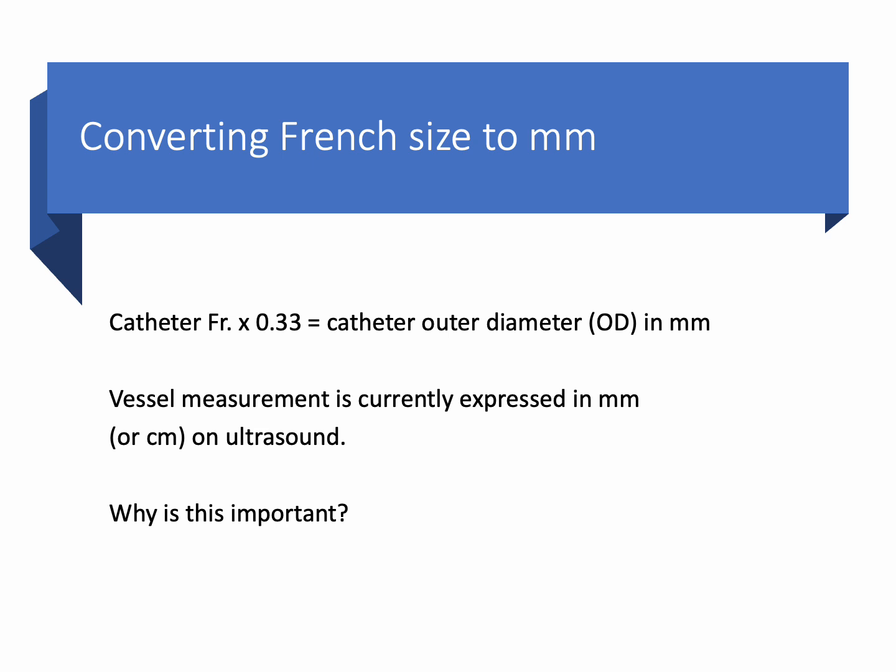A common question for clinicians is, how do I convert French to millimeters so that I can do my mathematical calculation? It's pretty easy. Catheter French size is multiplied by 0.33, and that gives us the outside diameter of the catheter in millimeters. Current vessel measurement is expressed in millimeters or centimeters on an ultrasound, and it's important to make sure that the units of measurement of the catheter equal the same units of measurement as how we measure the vessel on the ultrasound machine, whether it be in millimeters or in centimeters.